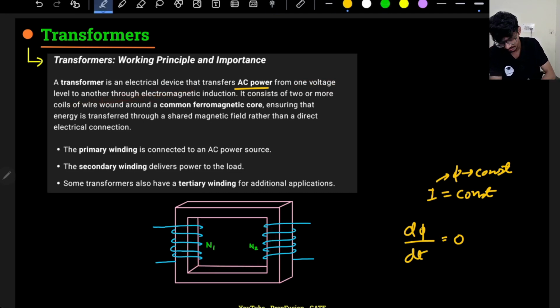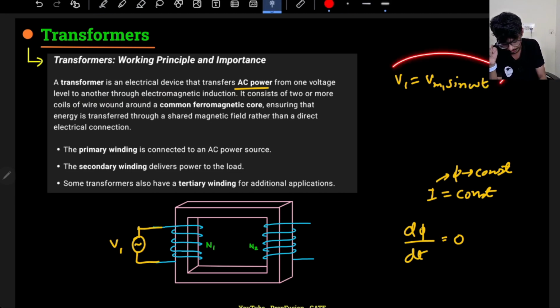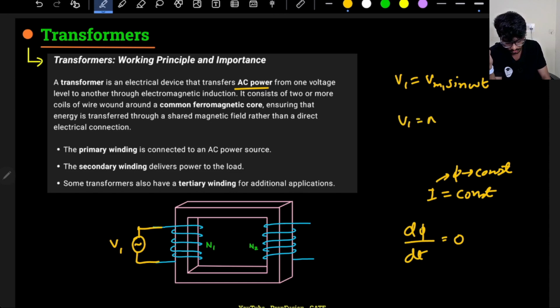We have already discussed this in chapter 0 as well. If I apply a sinusoidal voltage here, let's assume this voltage is Vm1 sin omega t. If this is the voltage, then I can easily find out the flux. This is the voltage across this coil, and this coil is just like an inductor. So I know V1 will be equal to N, and there will be an induced EMF, E1. Due to the time varying flux, there will be an induced EMF.